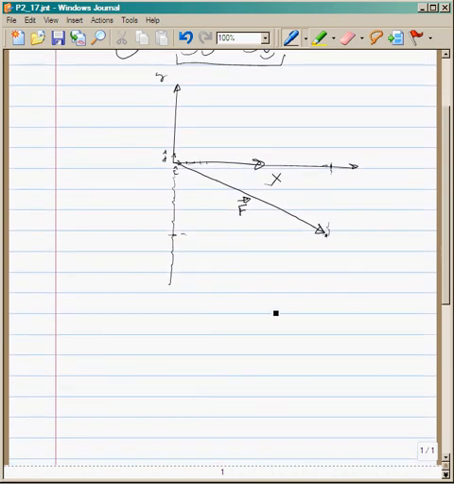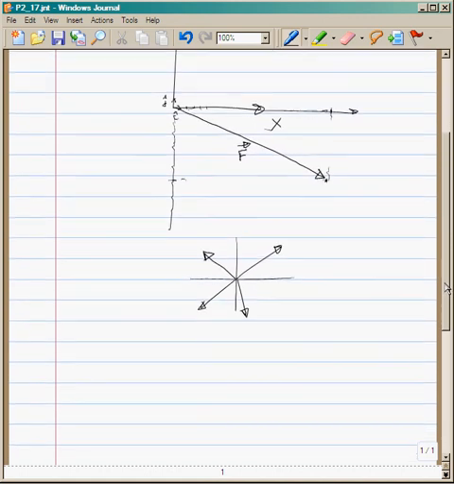So usually a vector in the first quadrant has both x and y positive. A vector in the second quadrant has the x negative and the y positive. A vector in the third quadrant has both components negative. And a vector like we just have, in the fourth quadrant, has only the y component negative.